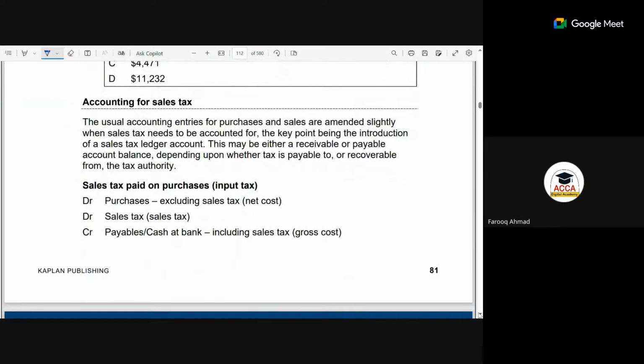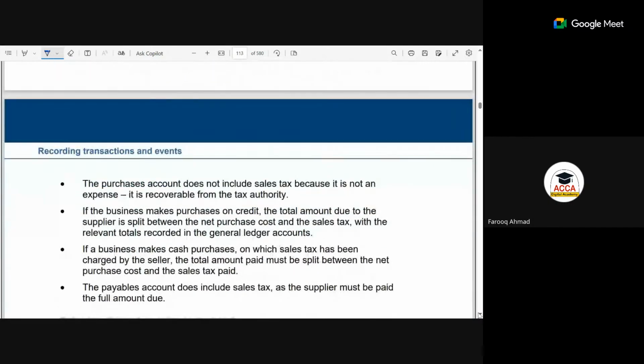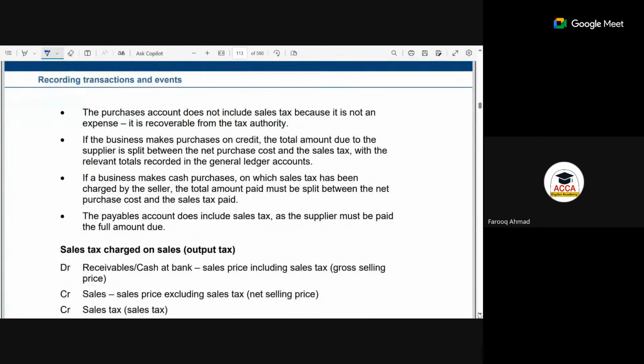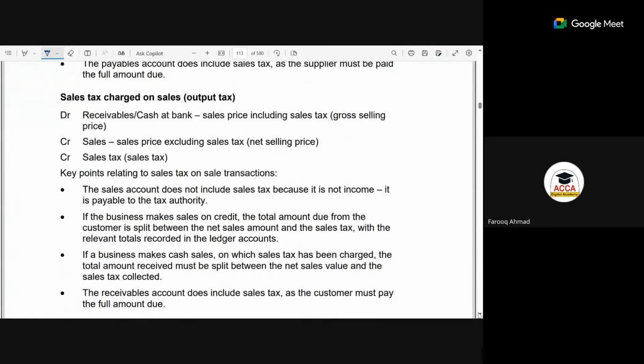Accounting for sales tax, how is it accounted? Purchases excluding tax, the net cost, and sales are debited, plus sales tax, and then payable or bank is credited. So two amounts will be debited and one credited with the full amount. Recording the transaction for sales tax charged, this is the way the output tax is recorded: debit, credit, and then credit sales tax.